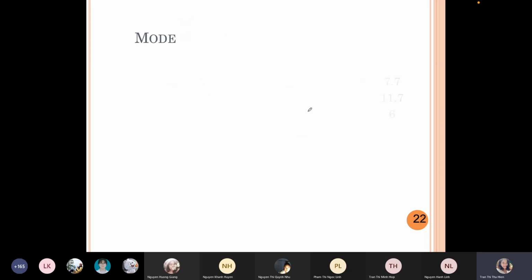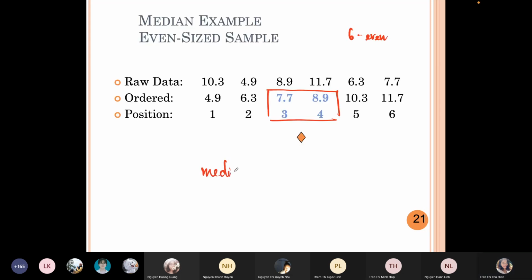So here, what is the median? The median will be equal to the average of the 2 midpoints, divided by 2. Is this clear to you? For the median. Yes. Okay. Remember that the mean is the average, but the median is the midpoint after ordering.